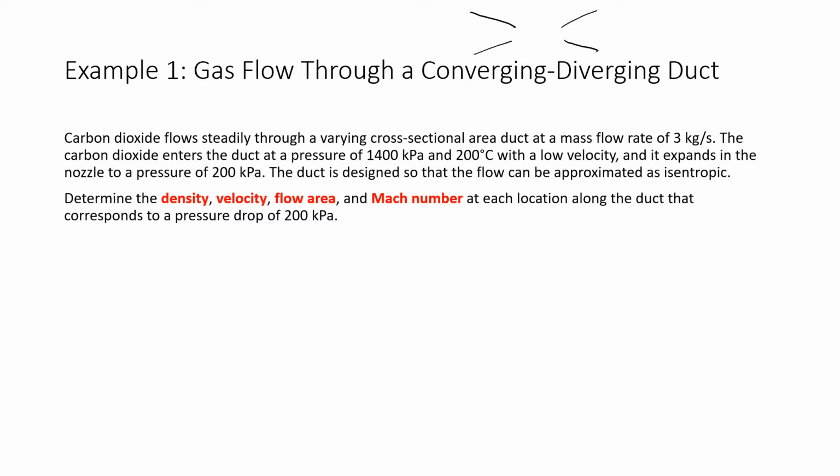So what you have to find: determine the density, velocity, flow area, and Mach number at each location along the duct that corresponds to a pressure drop of 200 kPa. So what the question is asking is basically the flow pressure drops from 1400 kPa, at a pressure drop of 200, until it reaches 200 kPa. So finally it's 200 kPa.